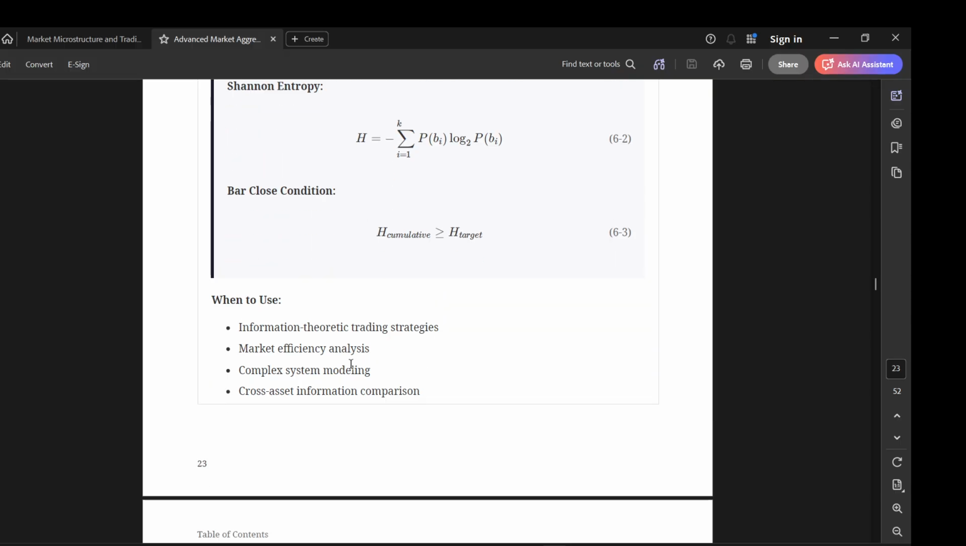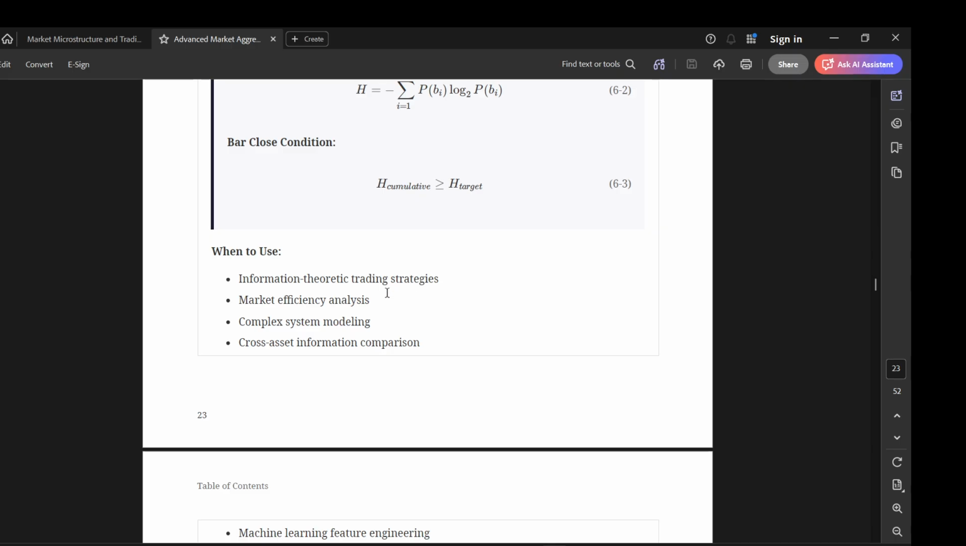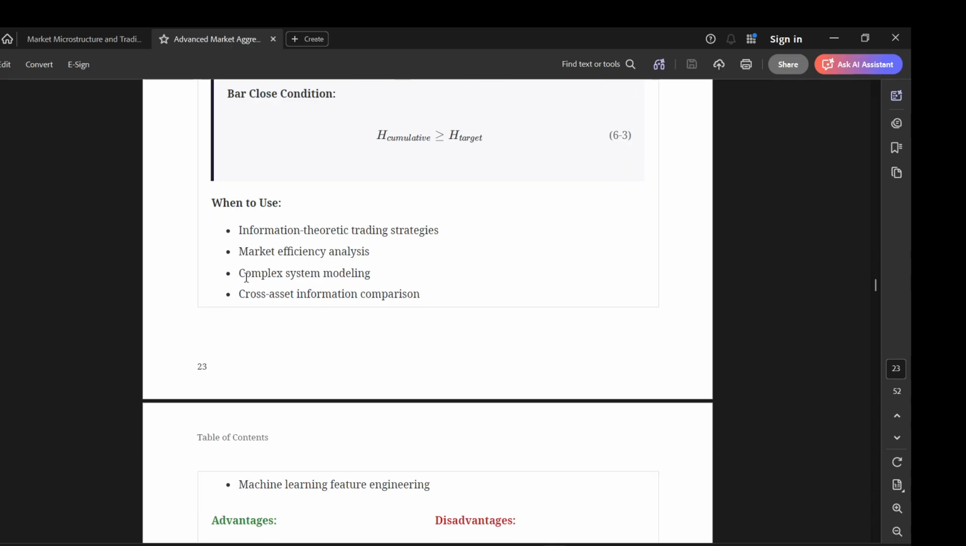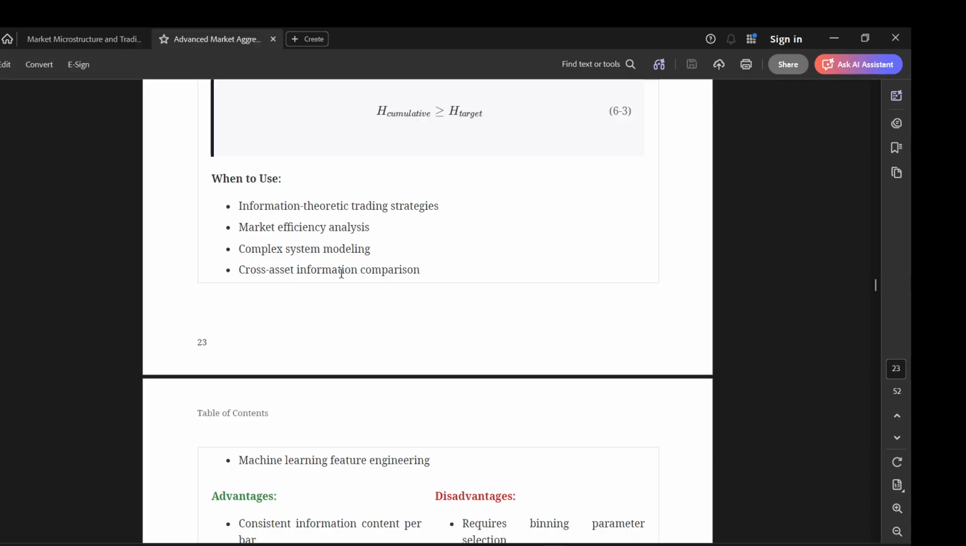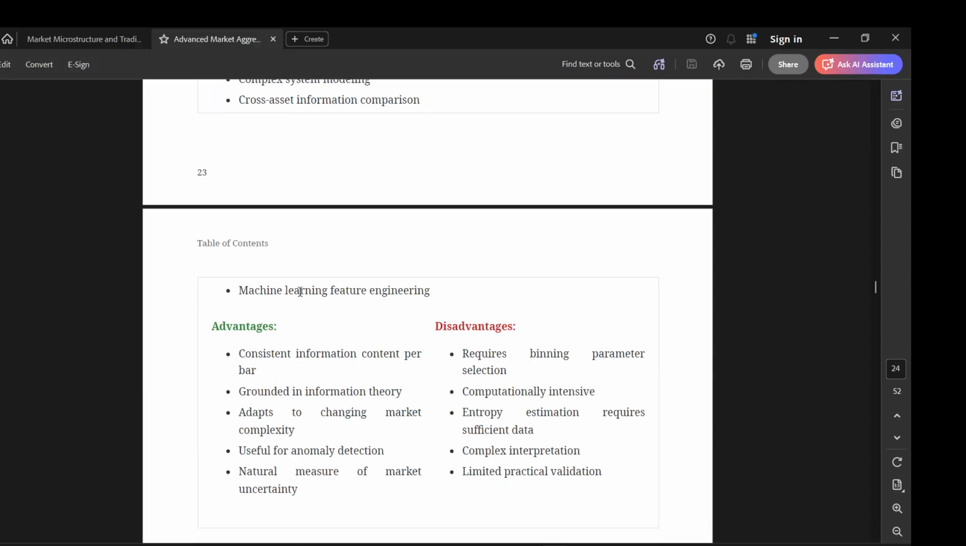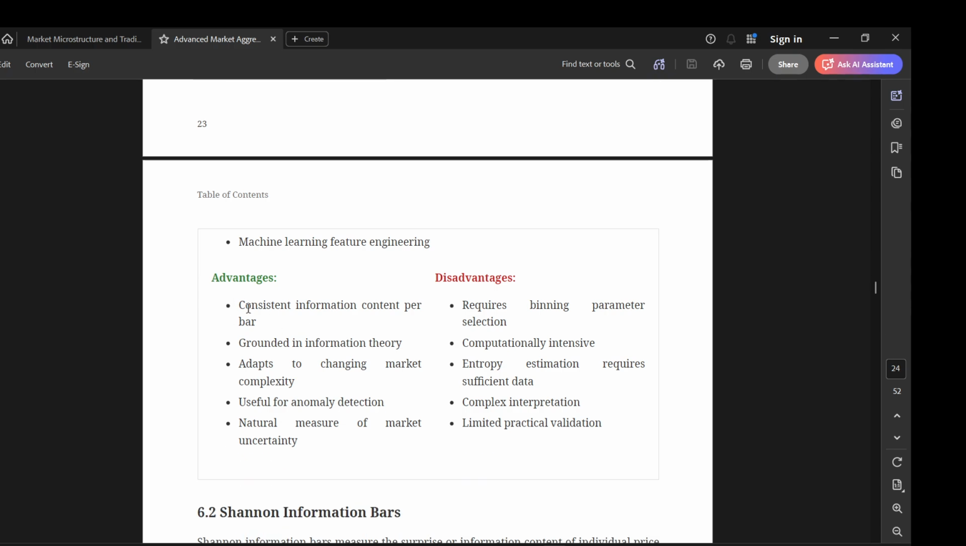When is this type of aggregation useful? Information theoretic trading strategies, market efficiency analysis, complex system modeling, cross-asset information comparison, machine learning feature engineering. So if you want to create AI-based strategies, entropy bars are the gold standard. Advantages: consistent information content per bar, grounded in information theory, adapts to changing market complexity, useful for anomaly detection, natural measure of market uncertainty.